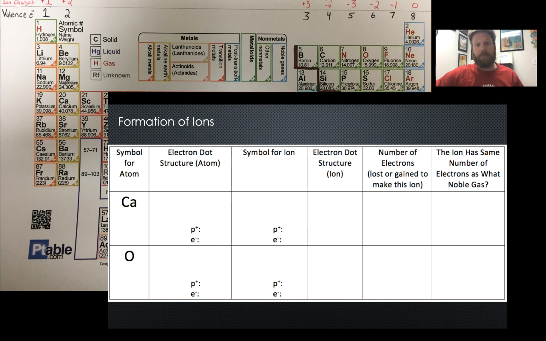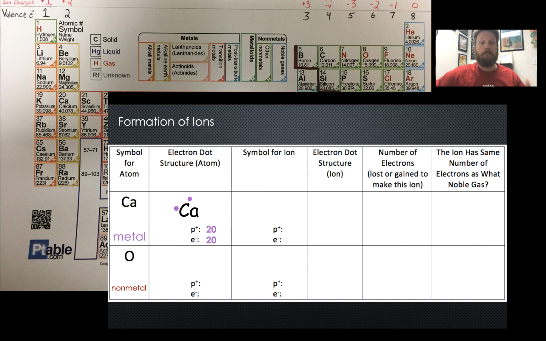Let's look at an example using calcium, which is a metal. I know that because calcium is on the left side of the periodic table. And oxygen, which is a nonmetal, because it's on the right side of the periodic table. Since calcium is an alkaline earth metal in group 2, I know calcium atoms have 2 valence electrons. Therefore, the electron dot diagram would be the symbol Ca surrounded by 2 dots. My periodic table also informs me that a neutral atom of calcium would contain 20 protons and 20 electrons.